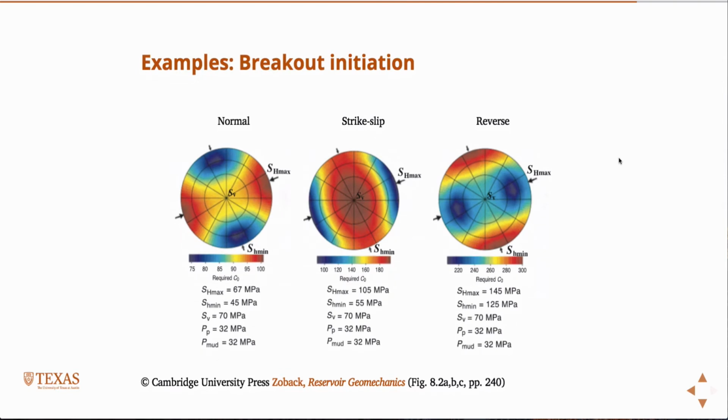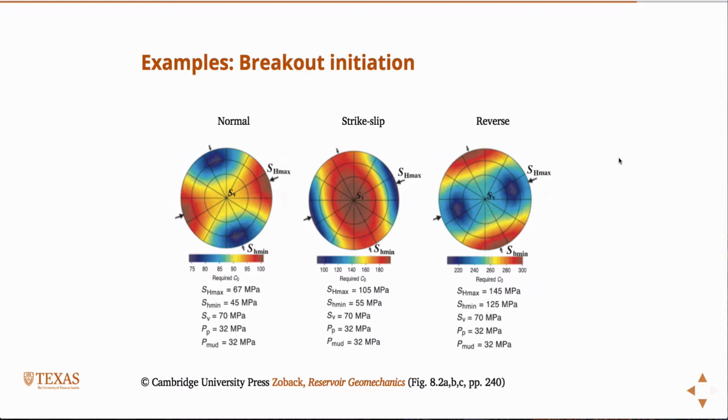So, for example, the required C0 for breakout initiation. This is using a Mohr-Coulomb failure model and solving for the required unconfined compressive strength according to that model, at which any breakouts would occur.